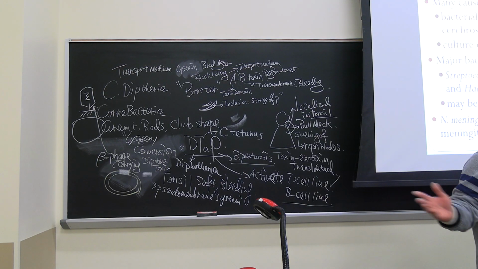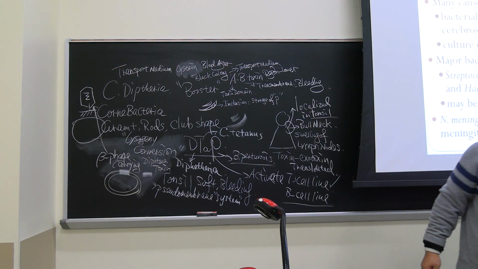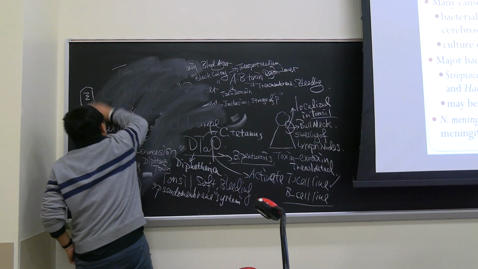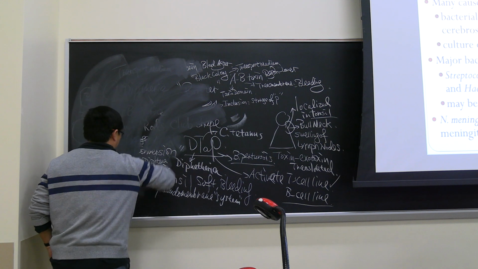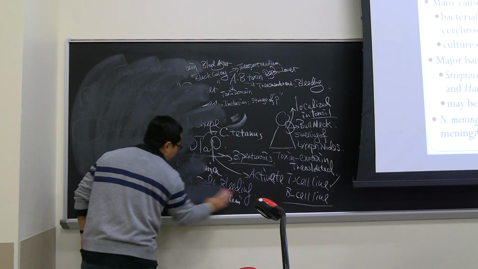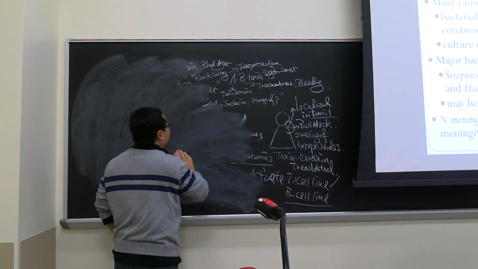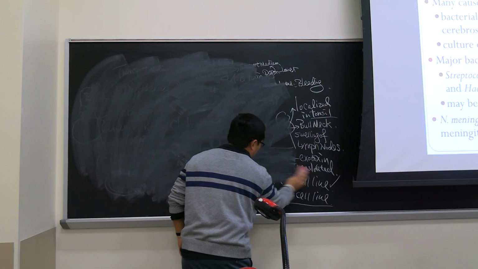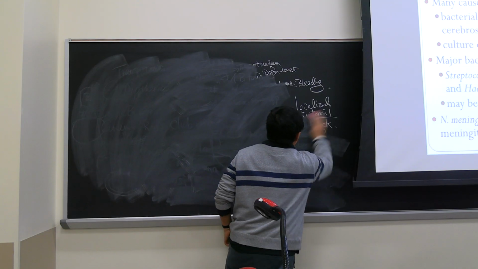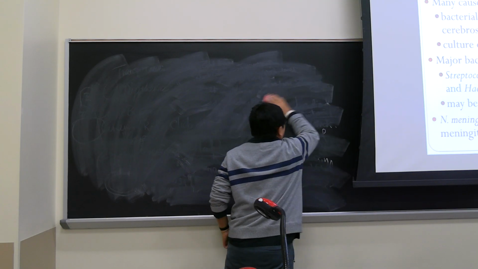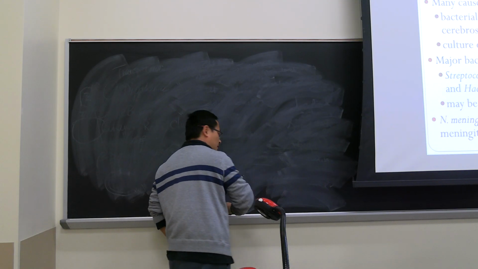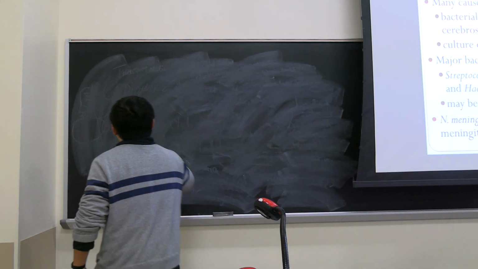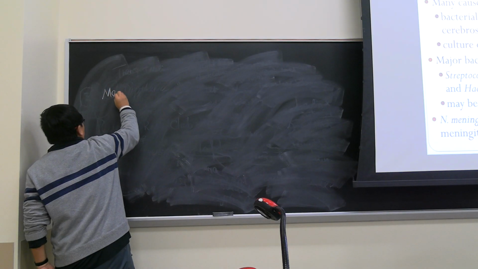Okay, so we started from Corynebacterium diphtheriae. The next one we want to talk about is meningitis. This is a very common condition caused by bacterial infections in the United States. We call it meningitis. So what is that? Everybody knows it's a little bit related to the brain system.